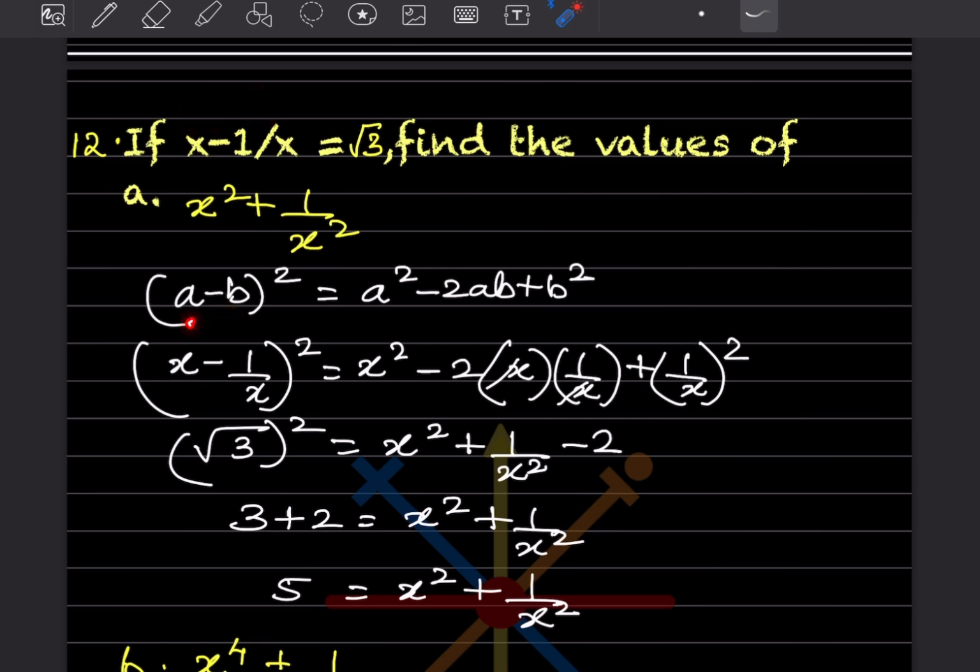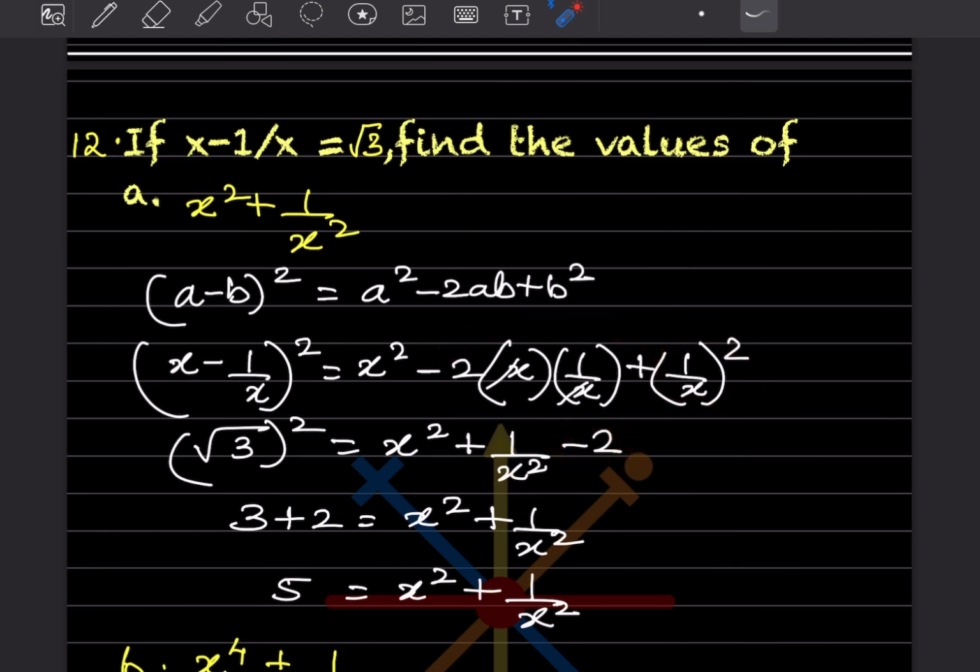So now what will you do? In place of a, you will write the same thing here, square of it. This will be x square minus 2, a is x and b is 1 by x, plus 1 by x whole bracket square. So this will be root 3 whole bracket square, that will be x square. This and this get cancelled from this term, and this will come on this side, that will be 1 by x square, and minus 2 will go here.